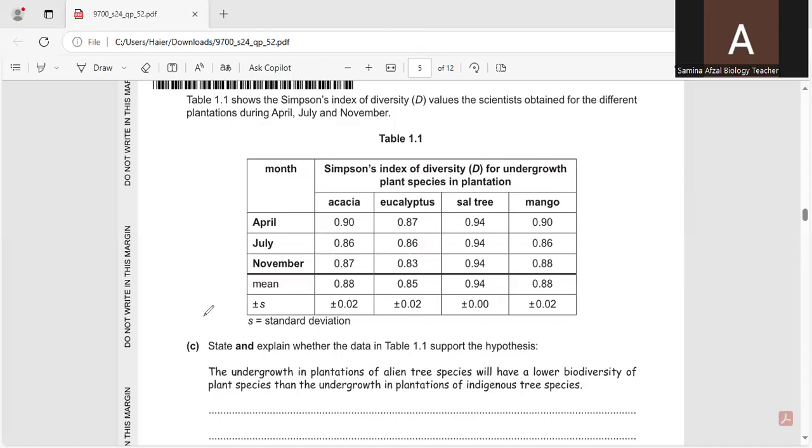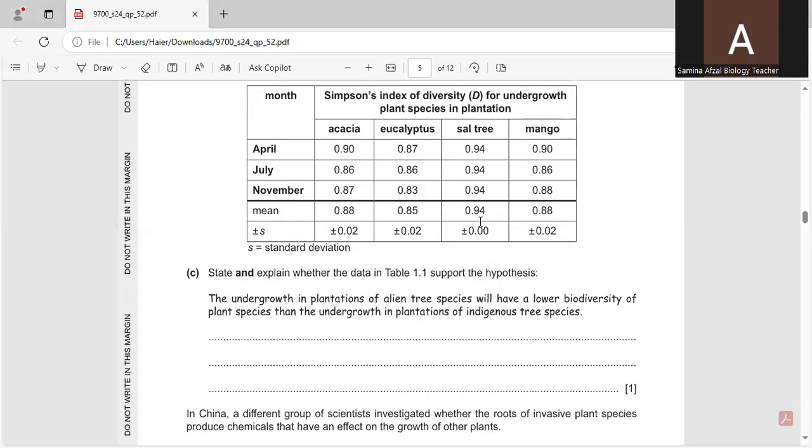We are moving a little bit onward. That is the way to write in the given space. The undergrowth in plantations of alien tree species will have a lower biodiversity of plant species than the undergrowth in plantations of indigenous tree species. So these results do not support this hypothesis.